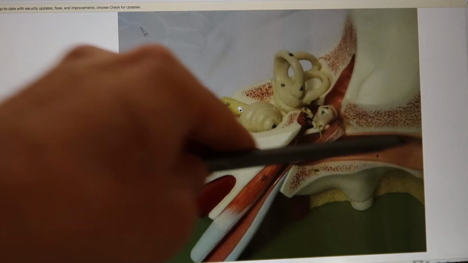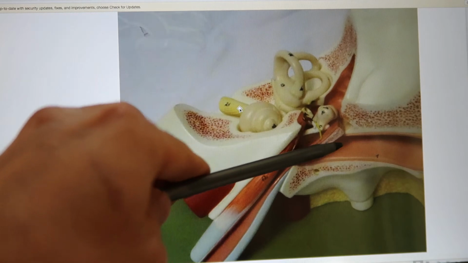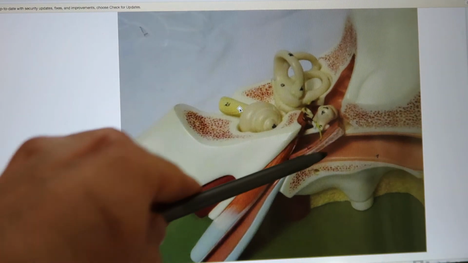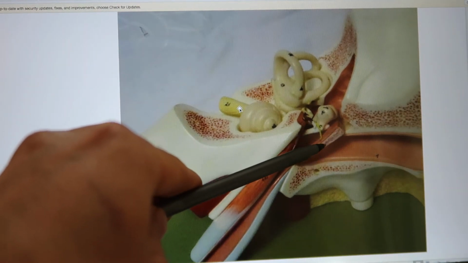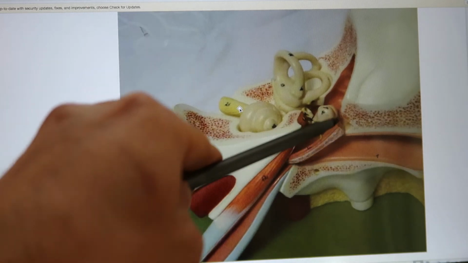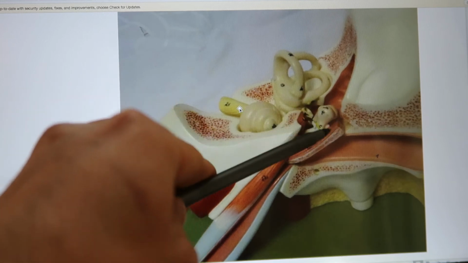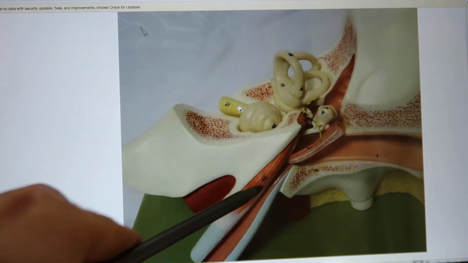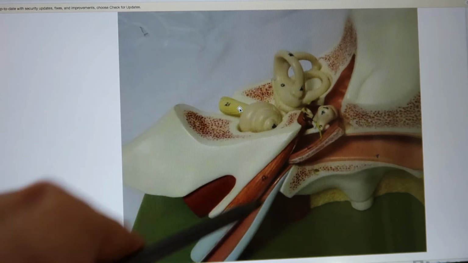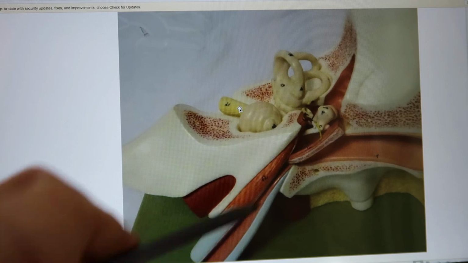So this is your ear. This is your ear canal. So the sound moves from here. From this part, that's the starting point of your middle ear. That's the tympanic membrane. And these are the 3 ossicles, malleus, incus, and stapes. So this part is your middle ear. That's your eustachian tube. That's the tube that goes to your throat to balance the pressure.